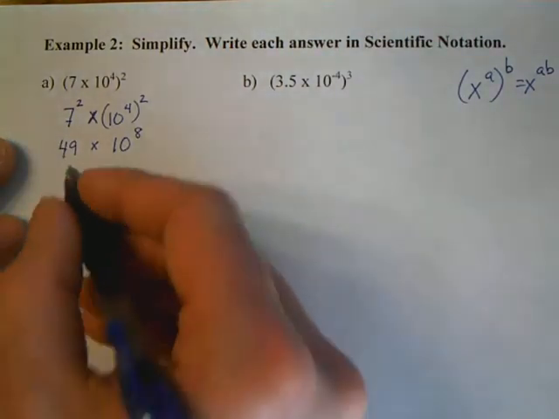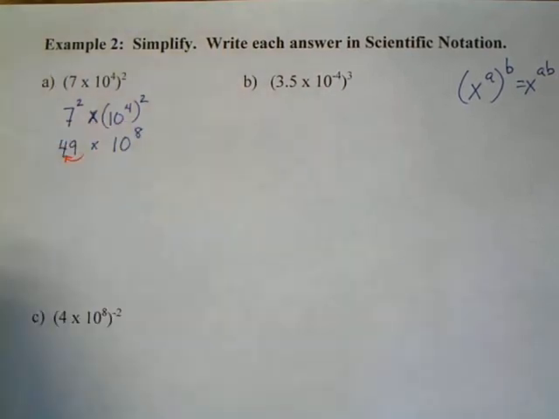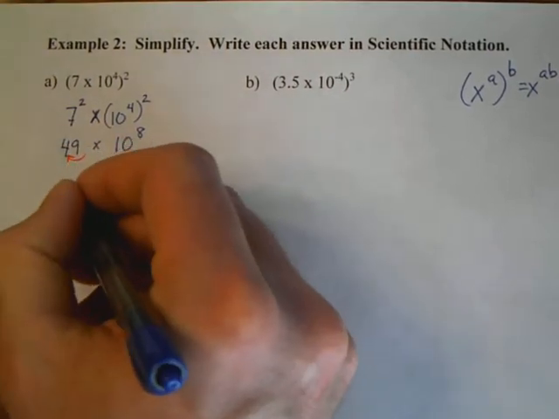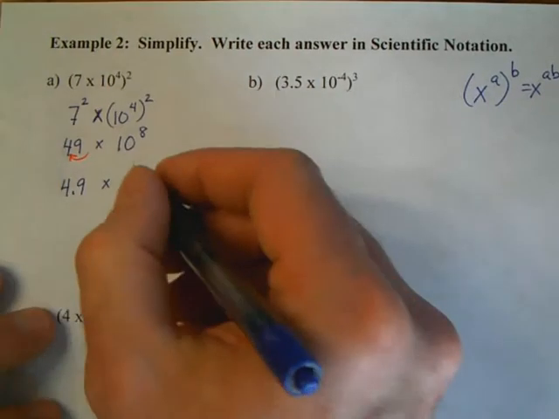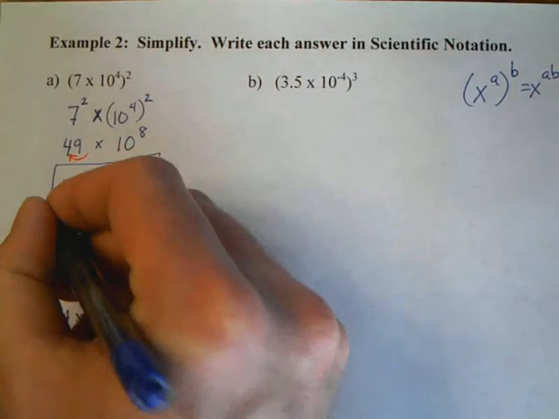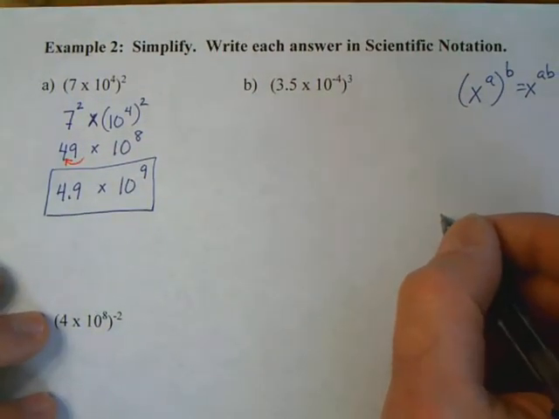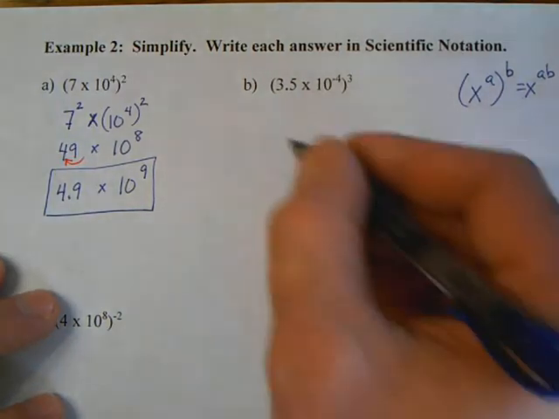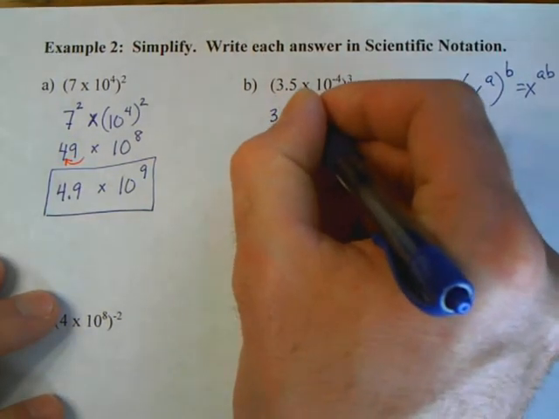Now, we can't leave our number as 49, so we must move the decimal place over one position, and in doing that, our number becomes 4.9. Since our number got smaller, our rule is our exponent will get one bigger, and our answer is 4.9 times 10 to the 9th. Our second one will be very similar, although we may need a calculator at some point to work the problem out.